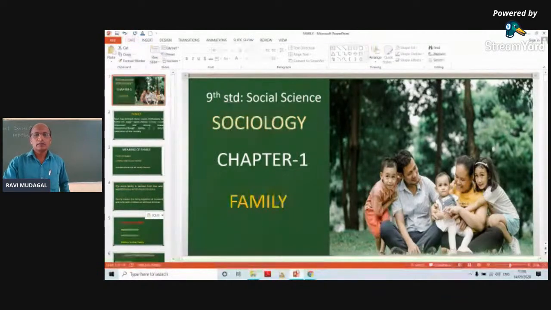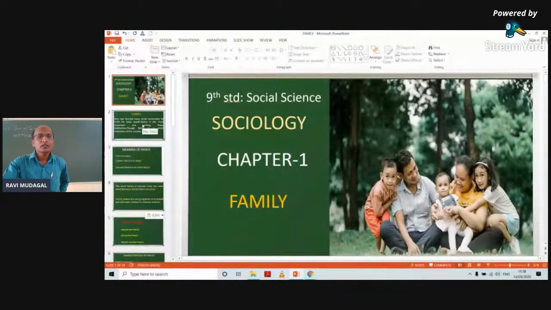Dear students, let's take a look at the first chapter, family. Look at this picture. Here, in this picture, we see father, mother, and their children. This is family, right? Let's take a look at this picture one more time. In this picture, we find father, mother, and their children, right?